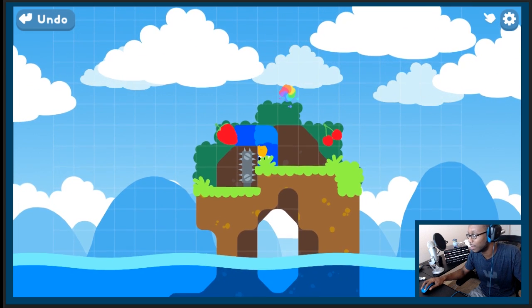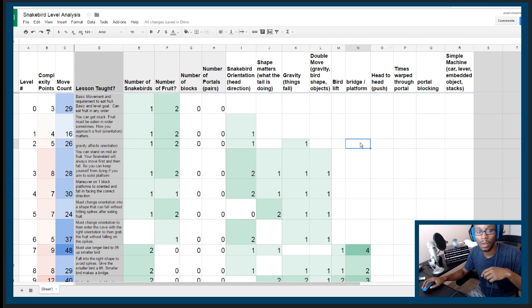So let's jump back into the spreadsheet right here. So we're looking at level 3, and I have a very specific entry for when gravity is a part of the solution and a double move. And what I call a double move is exactly what I explained: when two things in the game are moving simultaneously, whether it's an object, two birds, or your movement as in your shape, and because of gravity you fall into a very particular orientation. So let's go over the rest of these things and just talk it through.